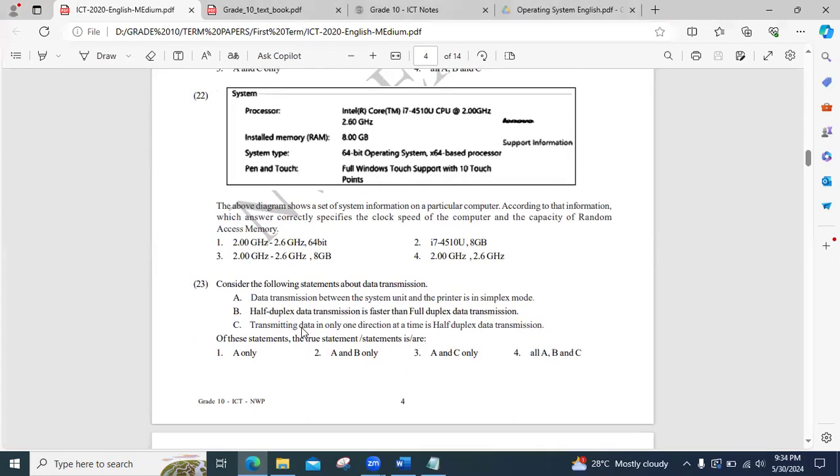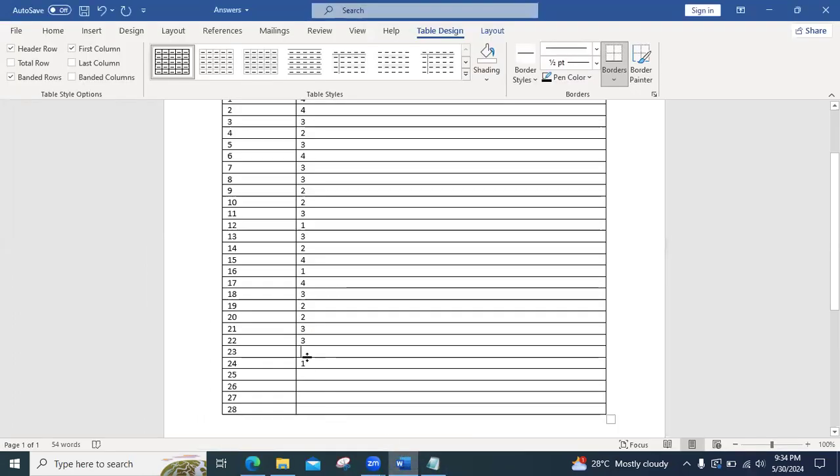Consider the following statements about data transmission. Data transmission between the system unit and the printer is simplex. Yes, only one-way direction. Half duplex data transmission is faster than full duplex data transmission. That is not correct, because in half duplex you have to first speak and stop the other person from speaking. Transmitting data in one direction at a time is half duplex data transmission. Yes, that is correct. So the 23 answer is 3.